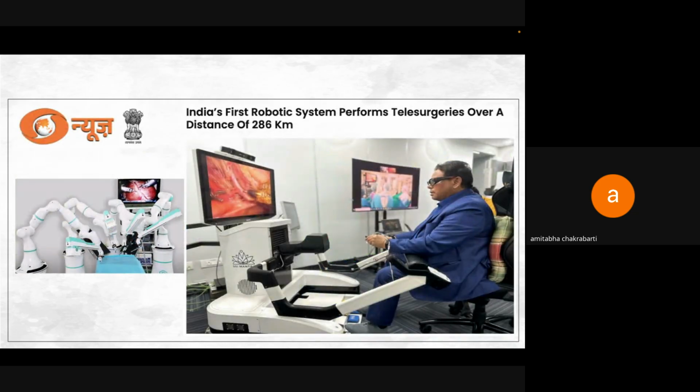This is very interesting. India's first robotic system performed cardiac surgery over a distance of 286 kilometers from Gurugram to Rajasthan. Again, surgery has been done from Gurugram to Hyderabad. So this is a tele-robotic system. Tele-surgery is done from hundreds of kilometers away.